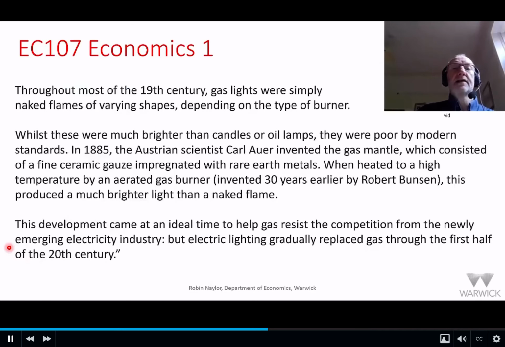Indeed, throughout much of the 19th century, gas lights were simply naked flames of varying shapes, depending on the type of burner, and if any of you have studied chemistry at any point, you'll have come across the Bunsen burner, and developments made by the inventor of the Bunsen burner, Robert Bunsen, were an important feature of the way in which gas lights were made safer for use in the home and in communities. Nonetheless, electric lighting gradually began to replace gas through the first half of the 20th century, so that today domestic lighting in the UK is largely based on electricity.